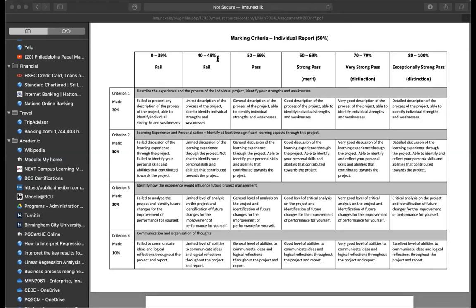Anything that is not clear? So now you know the requirements of the assessment.